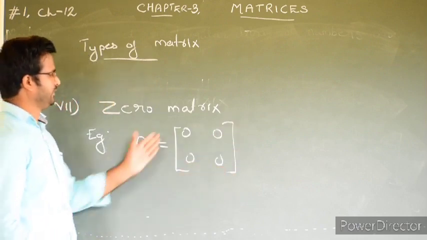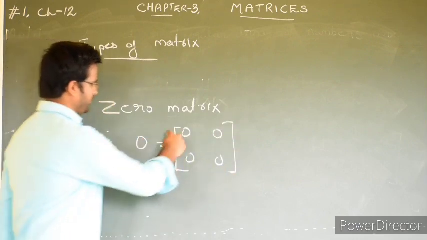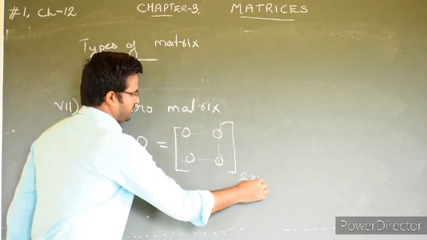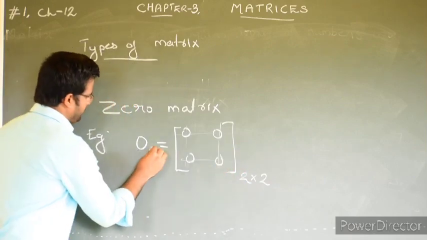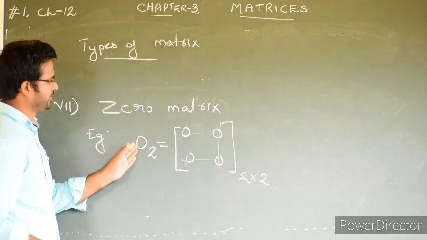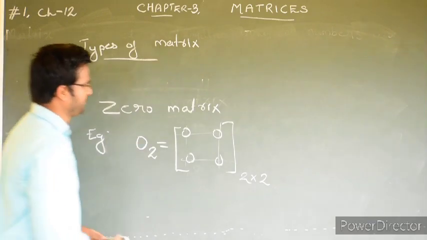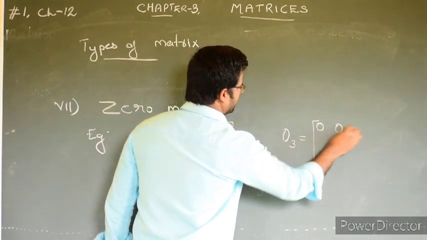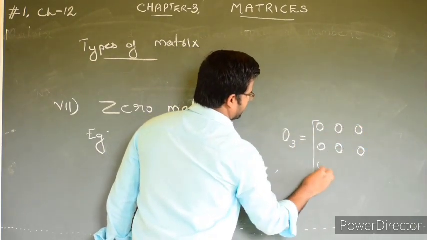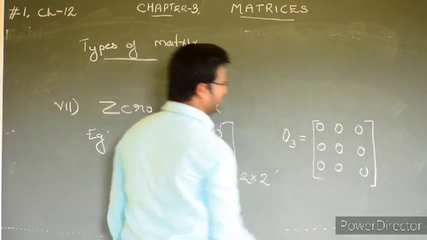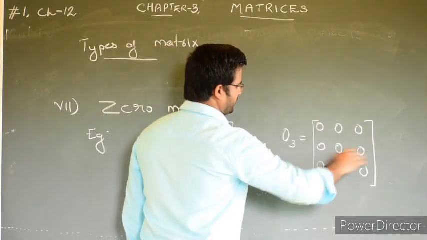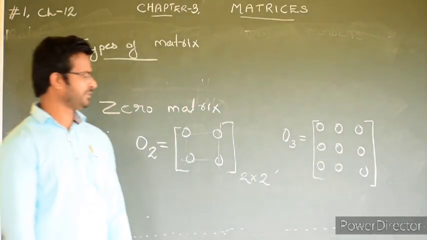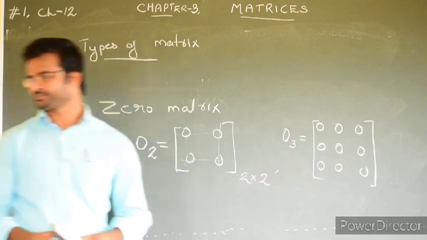Then here this is 2 by 2 zero matrix because 2 rows are there, then 2 columns, 2 by 2. Then O2 means zero matrix with order 2. Then same like that O3 also we can see. This is O3 because 3 rows are there, 1, 2, 3, then 3 columns. O3 means zero matrix with order 3.